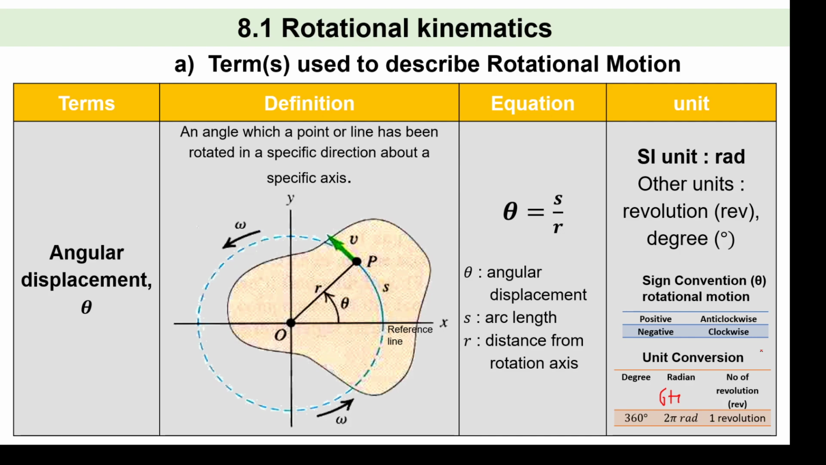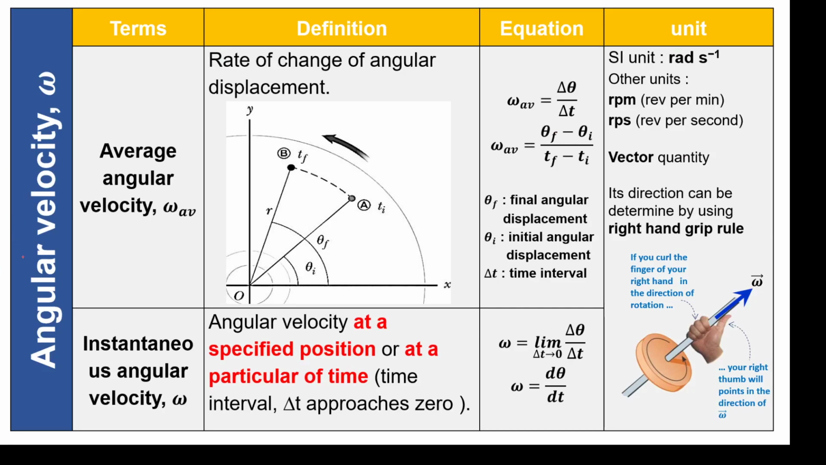To continue on, after angular displacement, can you guess what comes next? It is angular velocity, because we're studying the kinematics of rotational motion. Inside angular velocity, there are two terms that you need to know. I'm sure that you've already learned them in chapter 2, but that is in linear terms, and this is in rotational terms. The first term is the average angular velocity, while the next term is the instantaneous angular velocity.